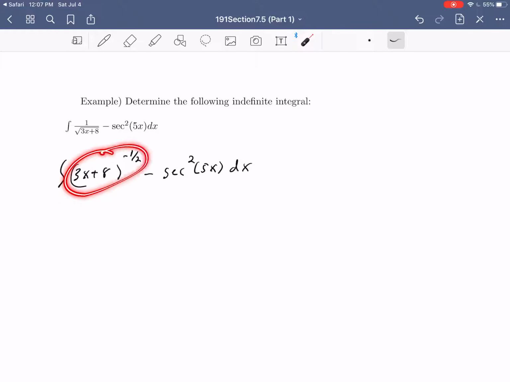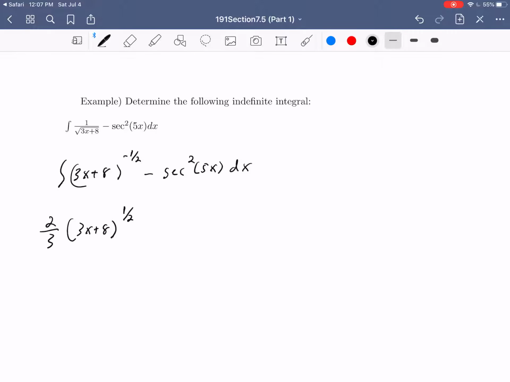Okay, for this, we know we can use power rule. The new power is going to become a 1/2 power. We're going to have 3x plus 8. But we have to divide by the new exponent. Dividing by 1/2 is a factor of 2. And then we have to divide by the derivative in here, which is going to be that 3. So we're going to get 2/3.